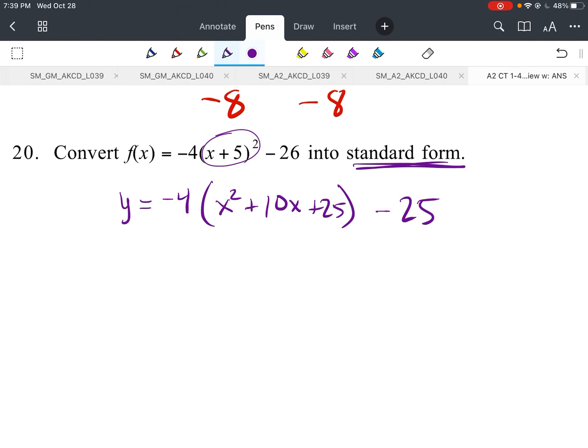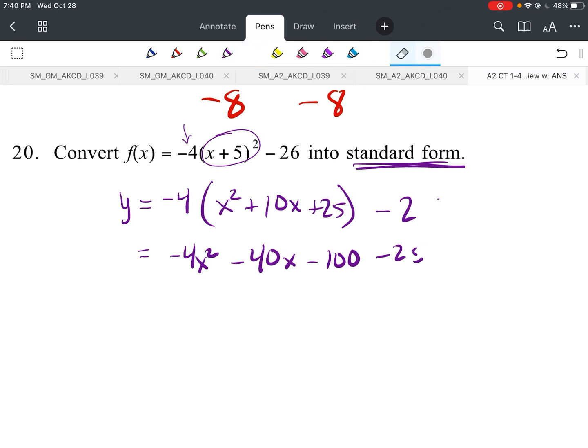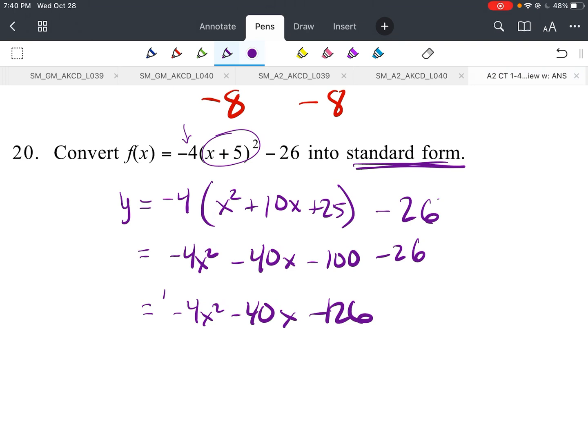And now we got to multiply all that by this negative 4 right here. So don't drop those parentheses quite yet. Negative 4x squared minus 40x. And then negative 4 times 25 is negative 100. So minus 100, minus 26. Wow, I wrote that wrong the whole time. Sorry about that. That's 26. And so now our new equation is negative 4x squared minus 40x minus 126. Okay? Good stuff.